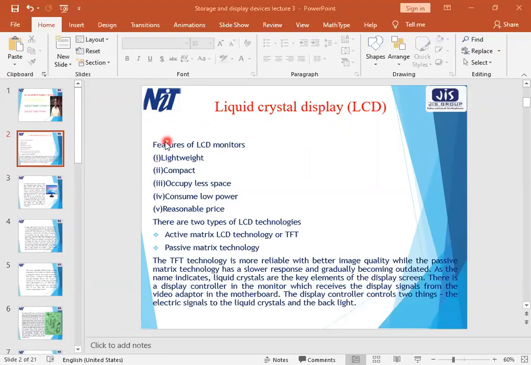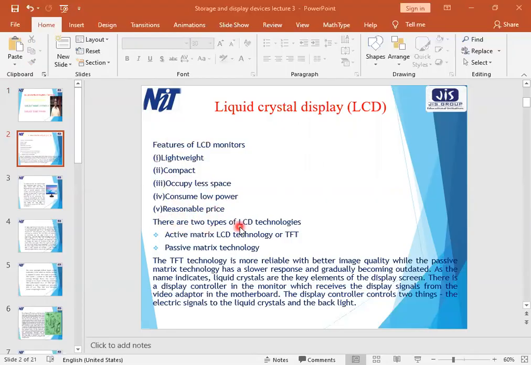So what are the common features of LCDs? Let us discuss that. LCDs are light in weight, they are compact, and they occupy less space, they consume low power, and they are found in reasonable price.